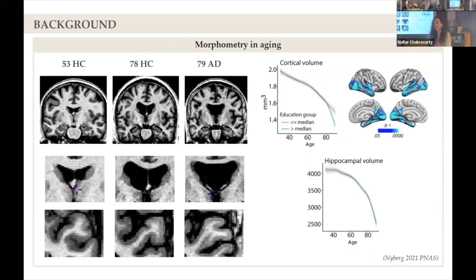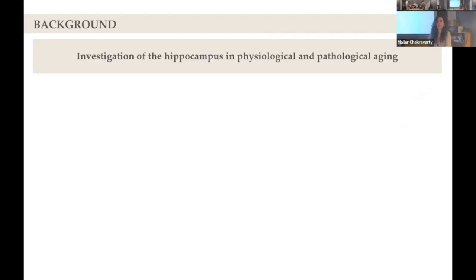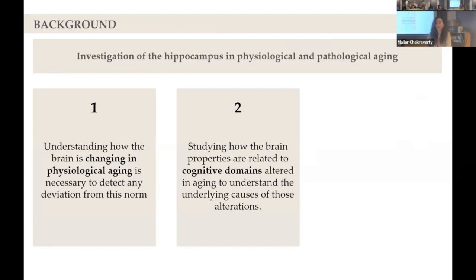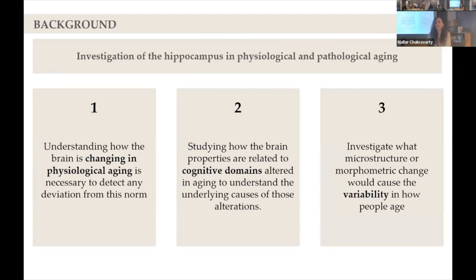That leads me to my study, which was to investigate how the hippocampus changes in physiological and pathological aging. The sub-goals were to try to understand how the brain is changing in physiological aging in order to detect any deviation from this norm; to study how brain properties are related to some cognitive domains which are altered in aging, to understand the underlying causes of those alterations; and finally, to investigate what microstructure or morphometric changes would cause the variability that we see in how people age. You probably encounter some individuals at 70 years old that still have perfect cognitive memory, whereas some people at 50 years old will start to see some cognitive decline. So in this last project, we will try to understand what risk factors could explain this variability.